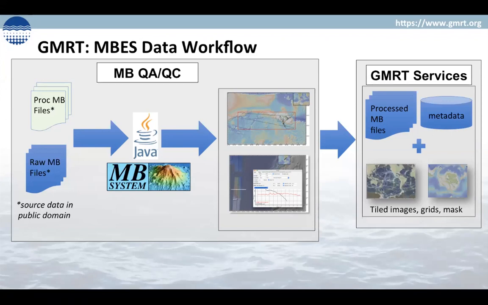It allows us to iterate and build the puzzle where the pieces are of the same shape and size, and splice this together. After we push the data through this process, either as a quick check or as an iterative process where we actually do cleaning, we end up with processed multibeam files, which we store so that we can regenerate tiles from them if necessary. We have a suite of metadata that we extract from those files, and then we have the tiled images, grids, and mask layers that get integrated into the GMRT tile set.